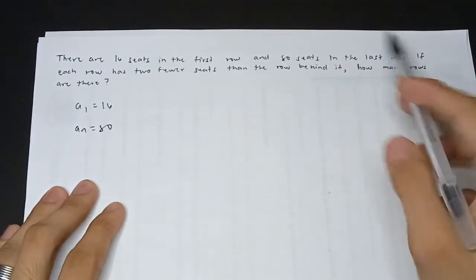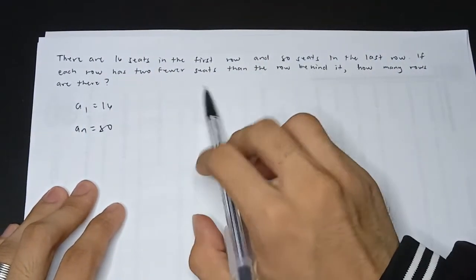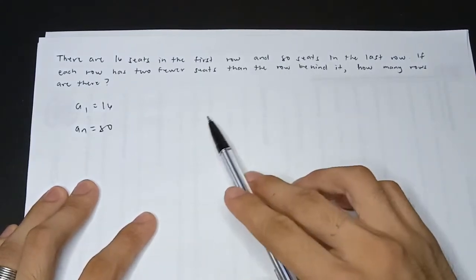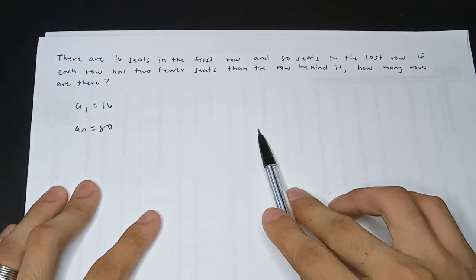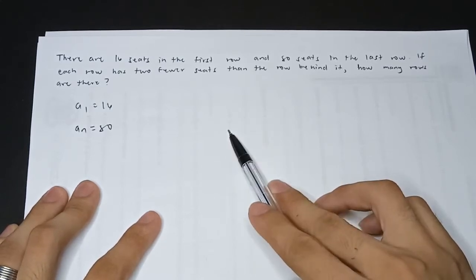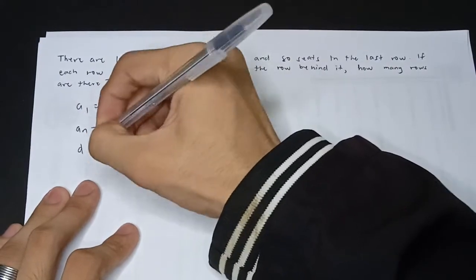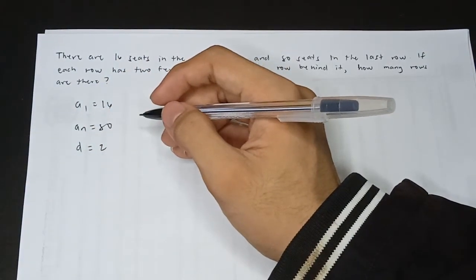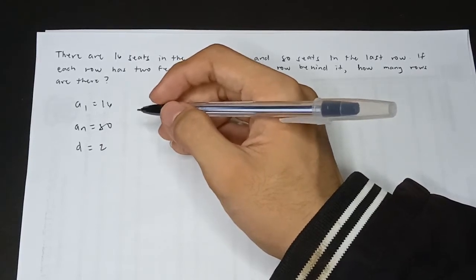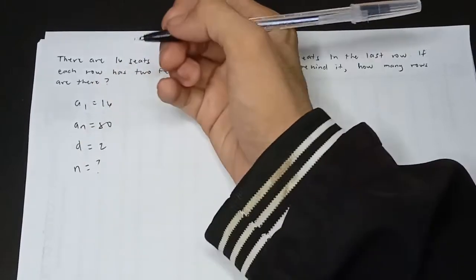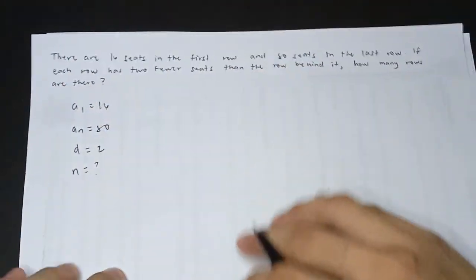Sabi pa dito, if each row has 2 fewer seats than the row behind it, so ibig sabihin yung first row, mas kaunti daw siya ng dalawa kaysa dun sa kasunod niya. So ibig sabihin, ang difference natin is 2. Okay? So, ano ang hinahanap dito? Ang hinahanap dito is n. N pala ang hinahanap dito, akala ko yung d. Okay? So, n ang hinahanap dito.